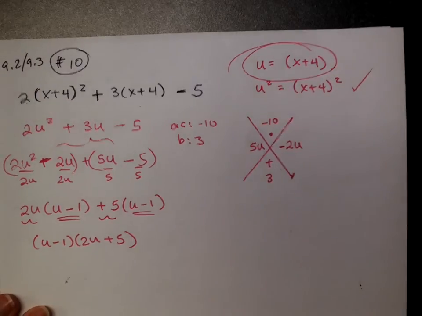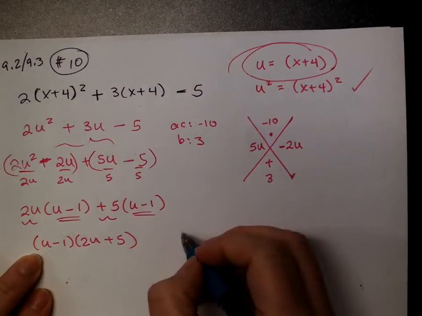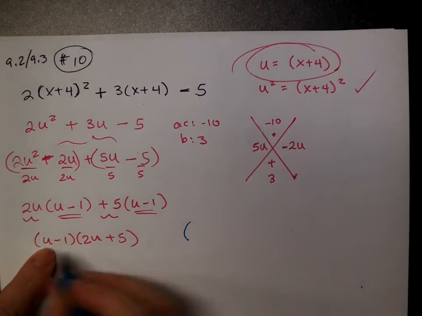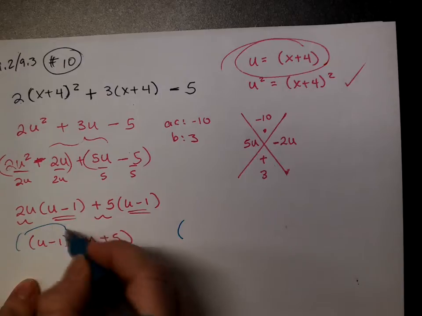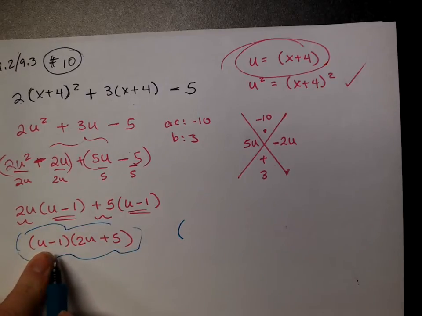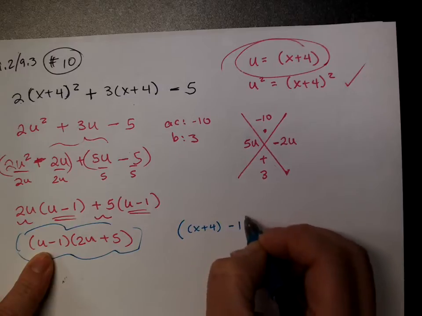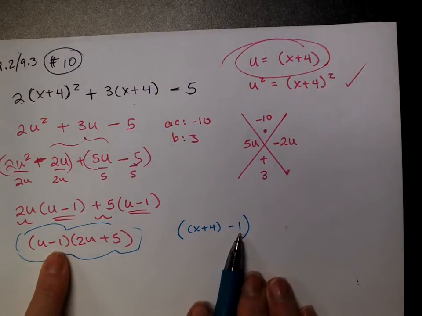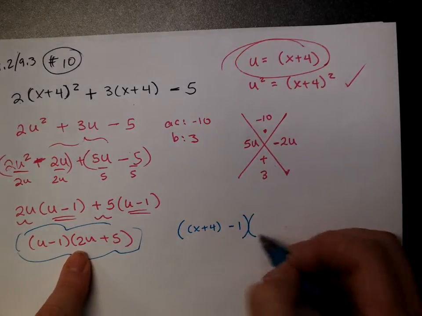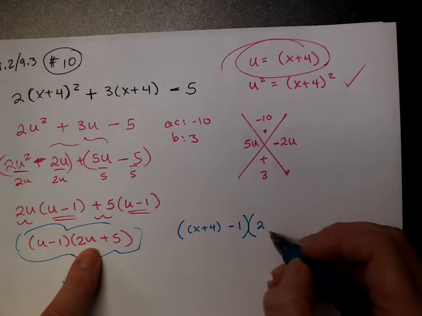Okay, so we are going to write 2 parentheses x plus 4. Right, this is our u answer. So right here, u minus 1 means we have x plus 4 minus 1. So this is u minus 1. And then my second binomial is 2u plus 5.